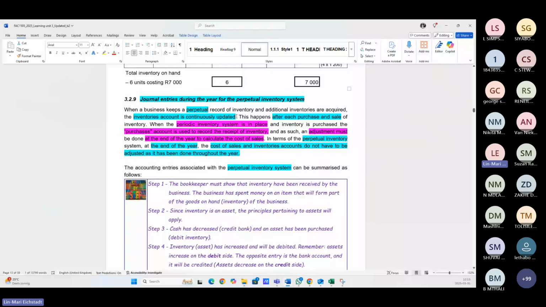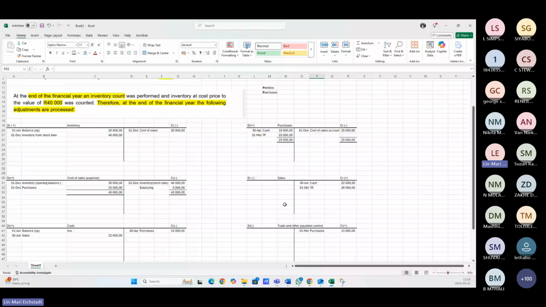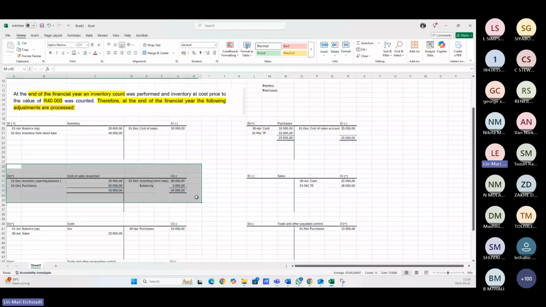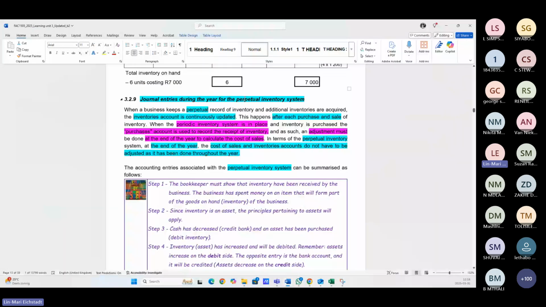When the periodic system is in place, the inventory is purchased and the purchases account is used to record the receipt of inventory. As such, an adjustment must be done at year end to calculate the cost of sales. That is what we did in this scenario. We used the purchases account and we do all of our adjustments at year end to get our cost of sales amount. Whereas it's different for the perpetual inventory system, we are updating our inventory account all the time.